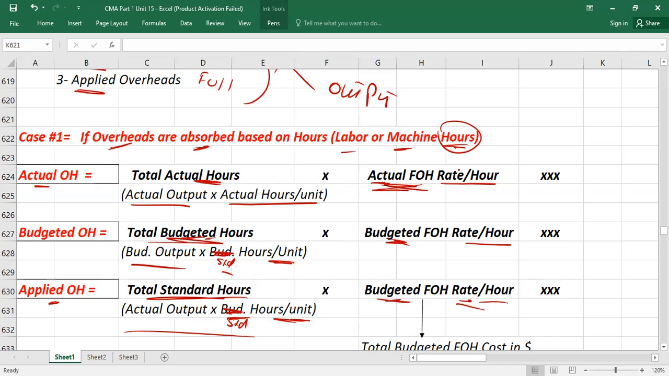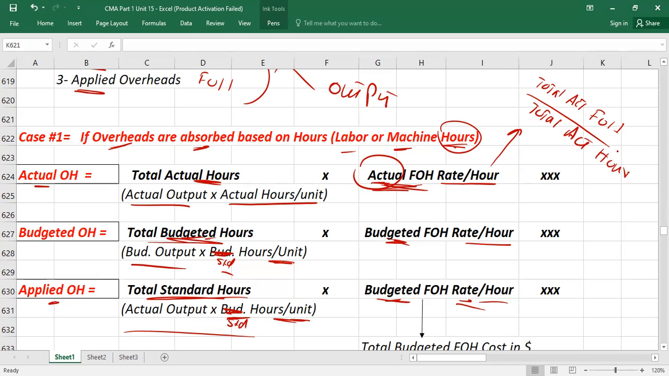Now look at how you will find actual rate. For example, if actual rate of fixed overhead is not given, how can you find it? You need total what? Budgeted or actual? Why actual? Because I'm calculating actual rate. I'll take total actual fixed overhead divided by total actual hours, labor or machine hours. I'll get actual rate.